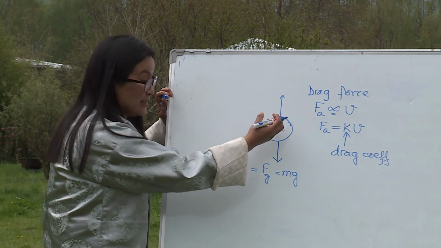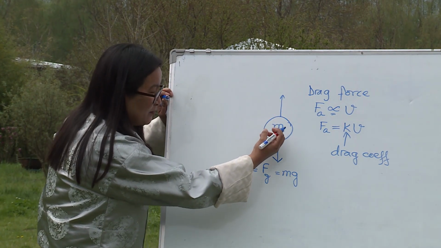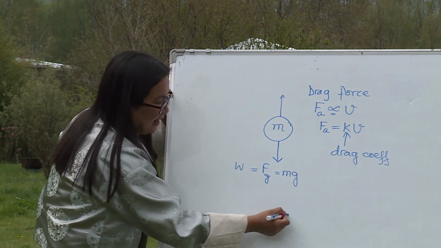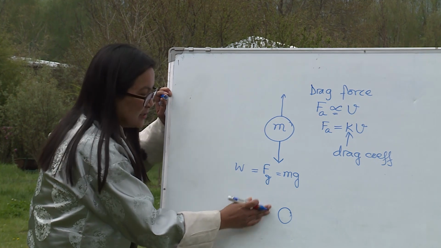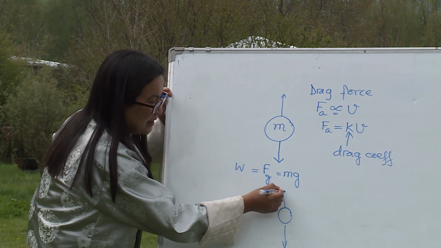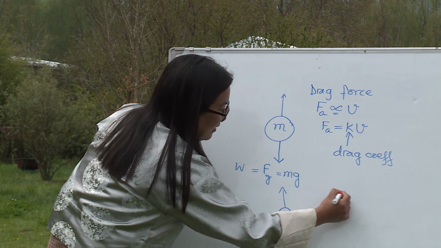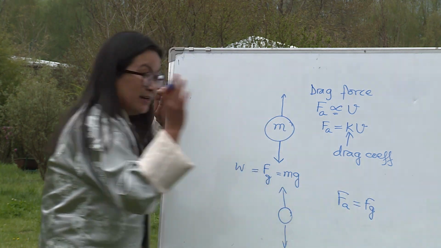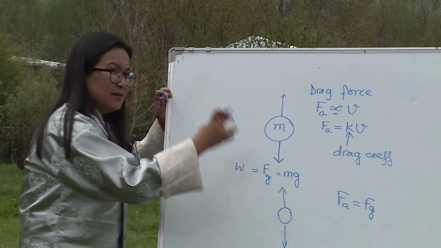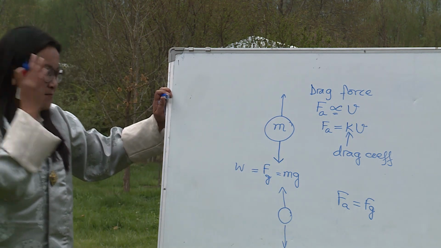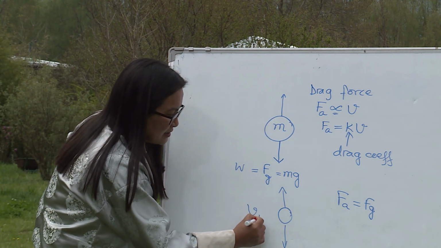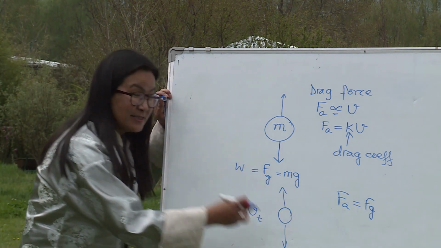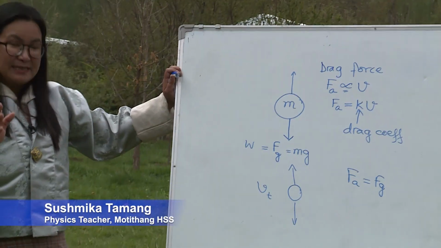Now, as I said, the velocity will keep on increasing, the drag force will also keep on increasing, and at one point you will reach where the two forces become equal, which means Fa becomes equal to Fg. At that time, the body reaches a constant maximum velocity, which is called terminal velocity. So it will move with that velocity, which means there is no acceleration.